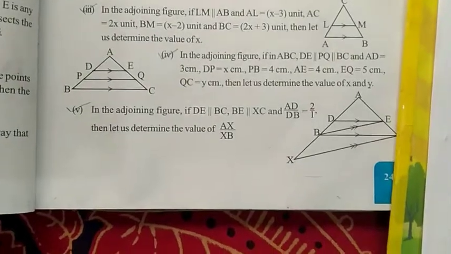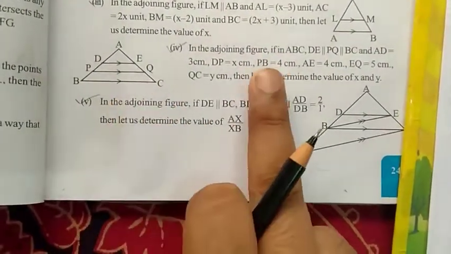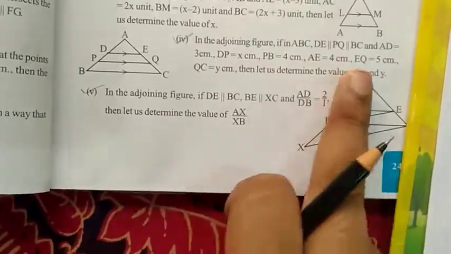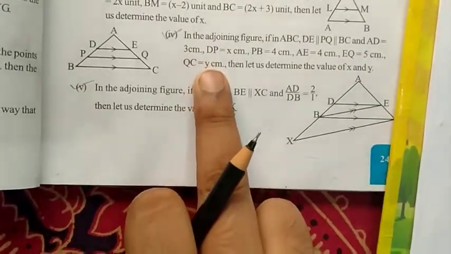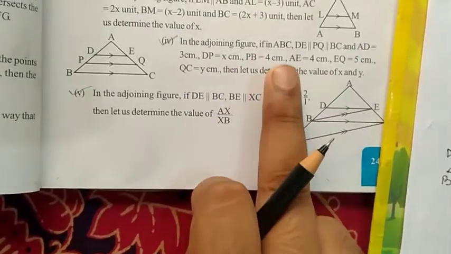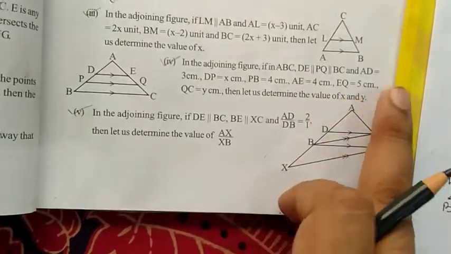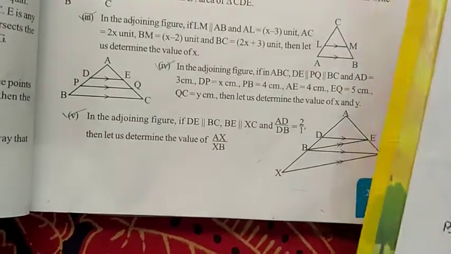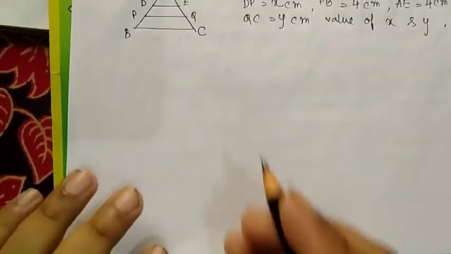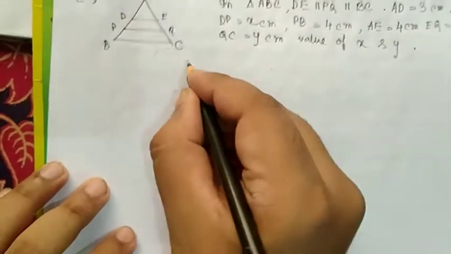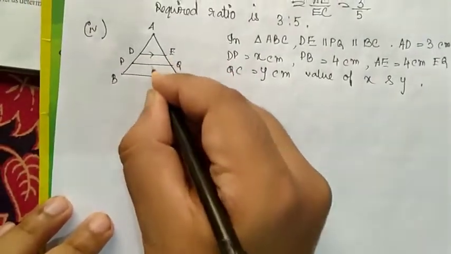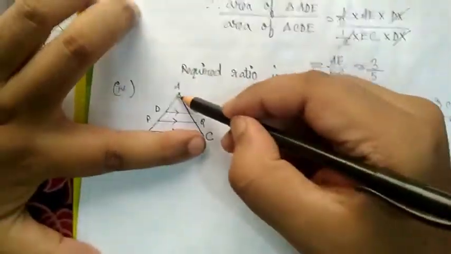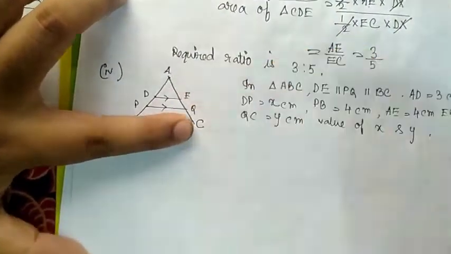This is sum number 4. In the adjoining figure, means this figure, in triangle ABC, DE parallel to PQ parallel to BC and AD equal to 3 centimeter, DP equal to x centimeter, PB equal to 4 centimeter, AE equal to 4 centimeter, EQ equal to 5 centimeter, QC equal to y centimeter, then let us determine the value of x and y. So first of all, we know that these three are parallel. First of all, we have to deal with triangle ADE and triangle APQ.